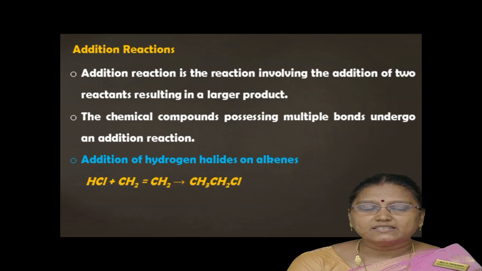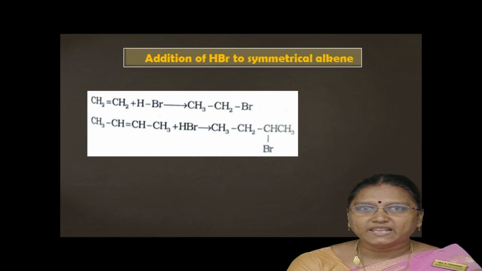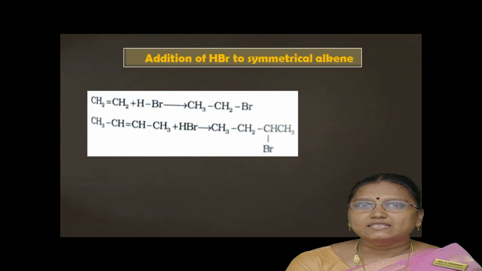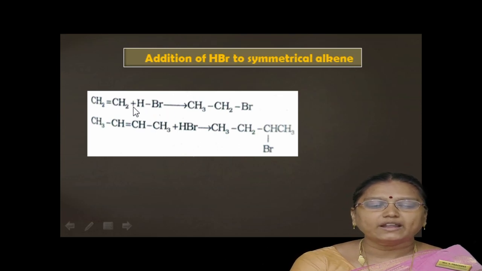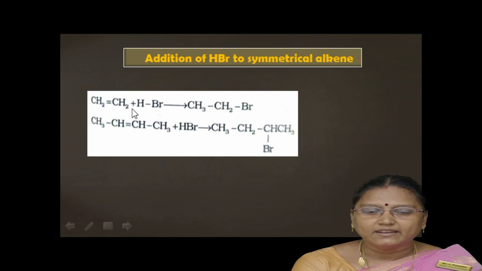In this case, this is a symmetrical alkene. Markovnikov rule is applicable in the case of addition of HBr to unsymmetrical alkene. In the case of symmetrical alkene, we are expecting a single product. In the first case, we have taken ethene. HBr adds on to ethene, and here alkyl halide, that is ethyl bromide, is obtained. So, this is the only product when HBr adds on to ethylene.